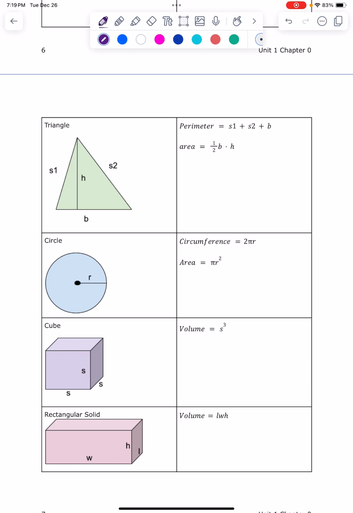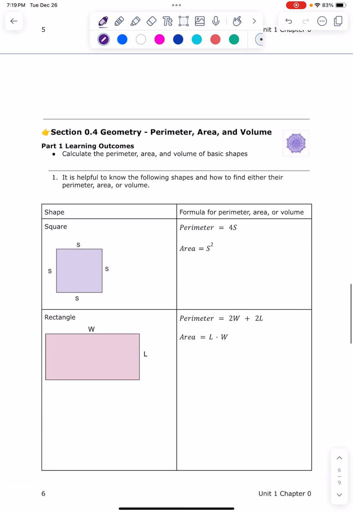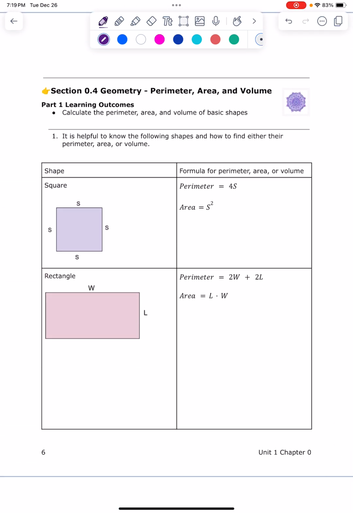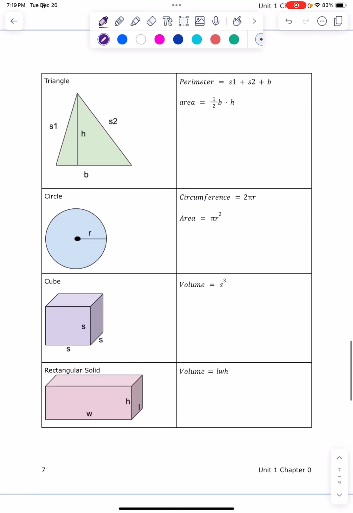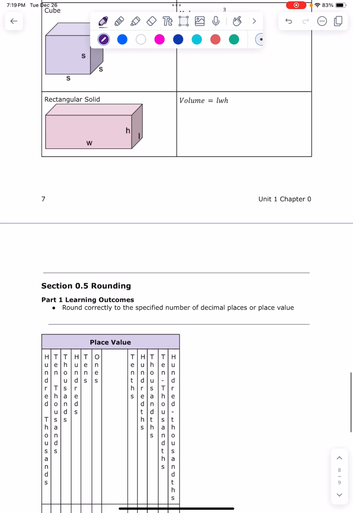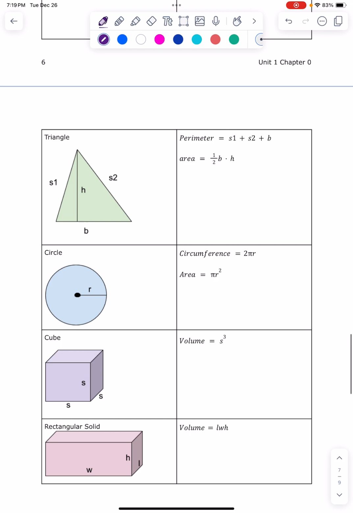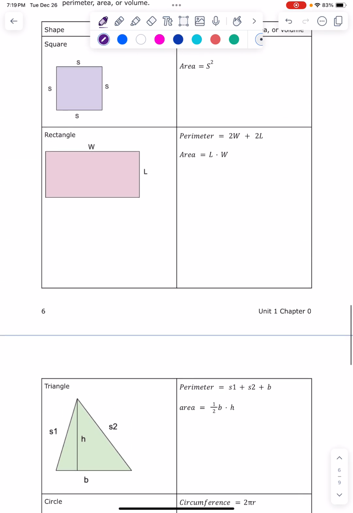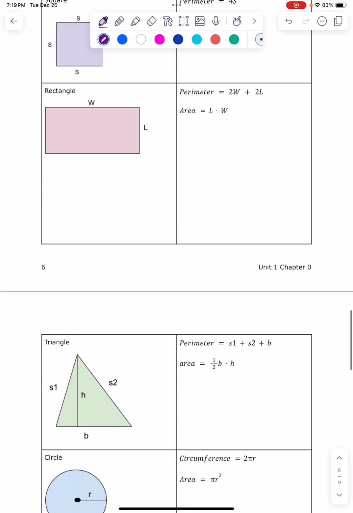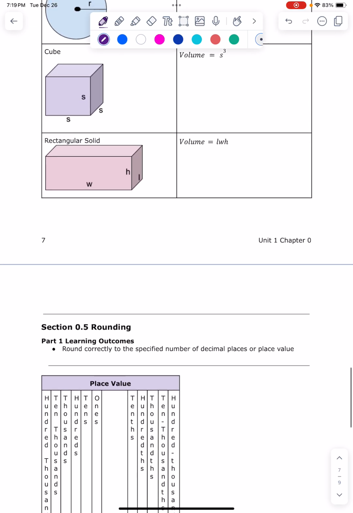I don't really have any examples, but if you see examples in your homework, etc., that involve some geometry, you'll know to go back to section 0.4 in the notes to look those formulas up. You don't necessarily have to memorize any of these. If you do, I'll let you know. But probably if you need them, it'll be available to you.